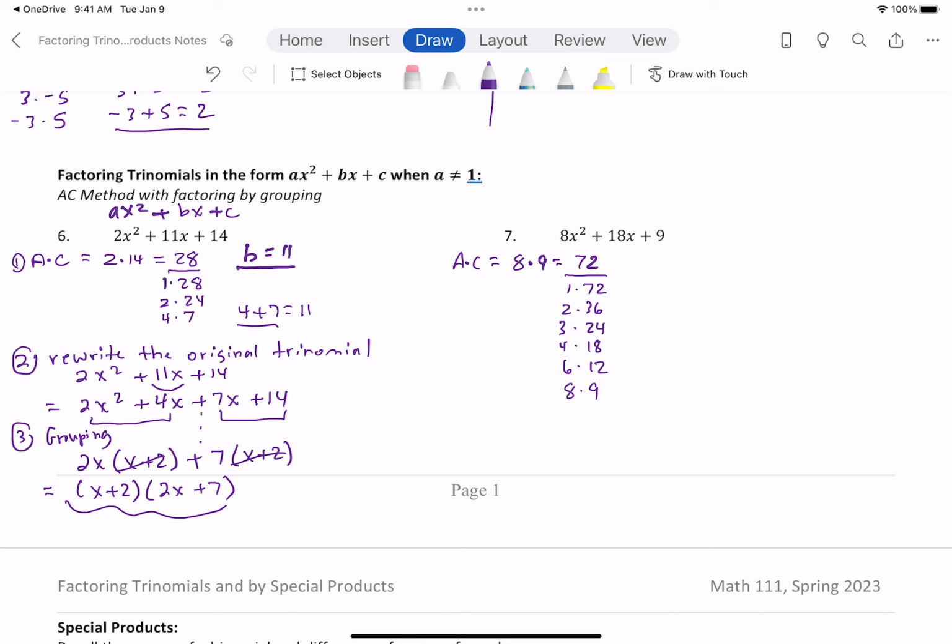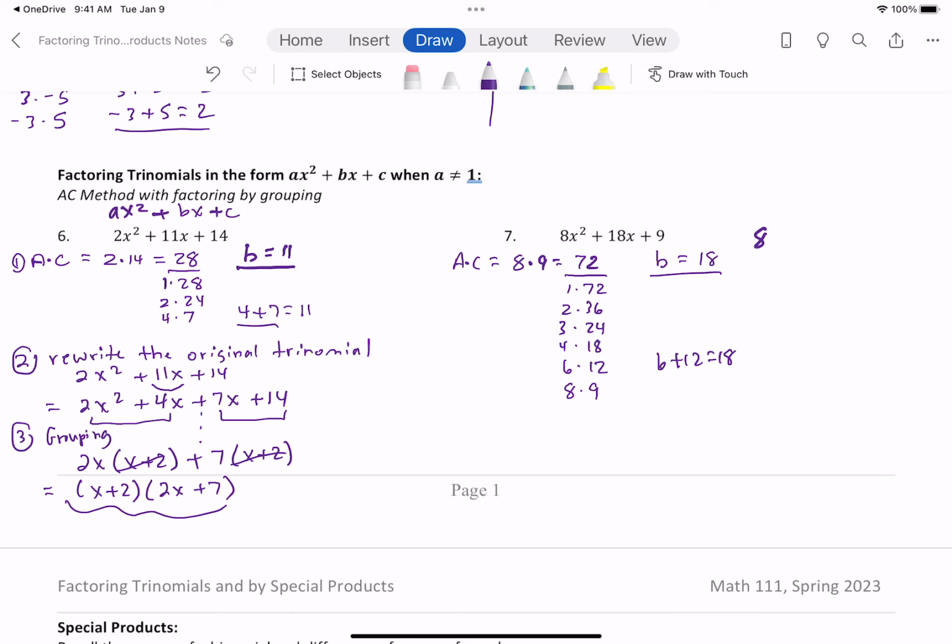Alright, so now that we have our factors of 72, we need to know which pair will add to 18. So you can look through your list again. We know 1 plus 72 is not going to work. 2 plus 36 won't work. 3 plus 24 won't work. 4 plus 18 won't work. The one that will is 6 plus 12 is 18.